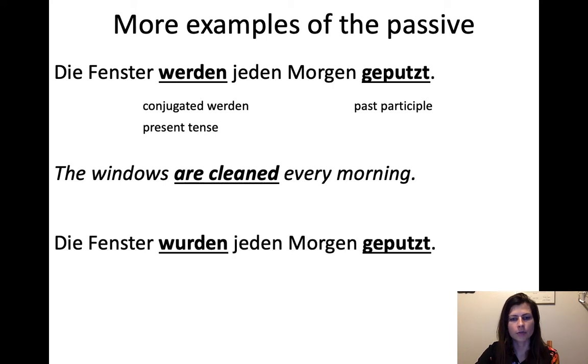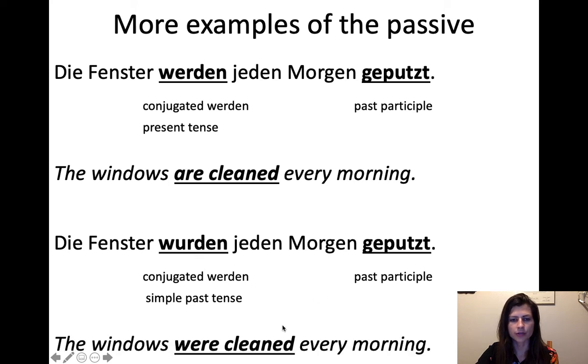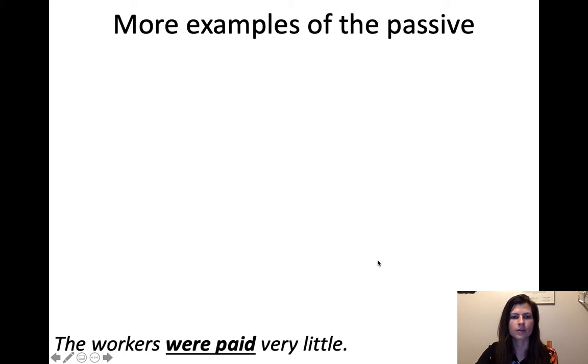And then, what if we want to do the past tense? Die Fenster wurden jeden Morgen geputzt. We've conjugated our werden again, but now werden is conjugated in the simple past. Wurde is how you get to the simple past. And then because die Fenster is plural, it also has this N ending. So when we get our simple past conjugated werden plus a participle, that means we're now in the simple past of the passive as well. The windows were cleaned every morning.